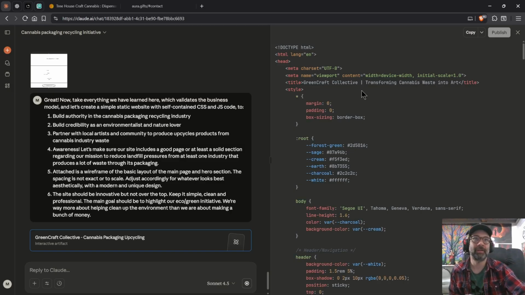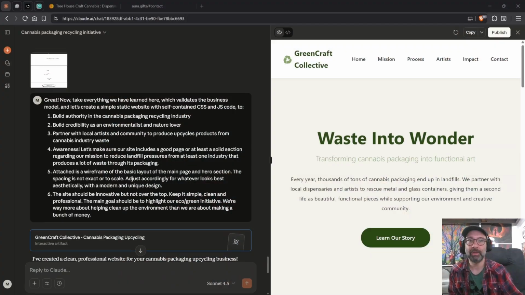Greencraft, ooh, I like that. Greencraft Collective, transforming cannabis waste into art. Fantastic. Now right below that, it has the styles. So think of it this way. The HTML is like the skeleton of your website. The CSS is kind of like the style, how it looks, and the JavaScript would be how it behaves. So these three things work together to make a conventional HTML static website.